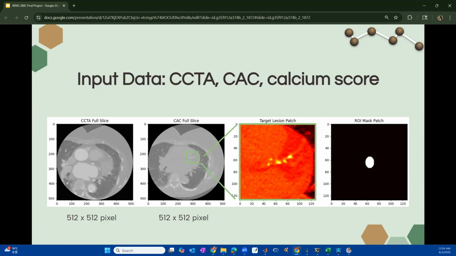This zoomed-in patch lets us focus on just the ROI itself, like cutting out the surrounding background, because it makes it much easier for the model to learn what the lesion looks like without getting distracted by noise or unrelated anatomy. Essentially, we'll give the model a clean, more focused view so it can learn to generate lesions more effectively.